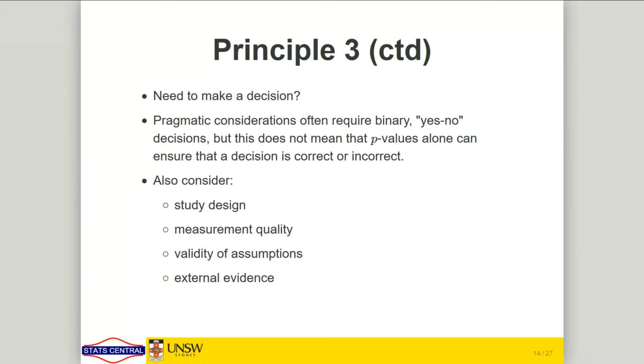But principle 3 is just saying that you shouldn't use the p-value on its own to make that decision. You also need to take into account other things like the study design, measurement quality, the validity of the assumptions that went into the calculation, and external evidence. So just saying whether the p-value is one side or the other of a magic line is not going to give you the 100% best answer to the decision that you're interested in.